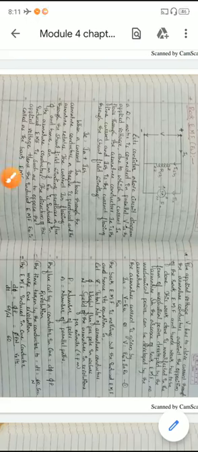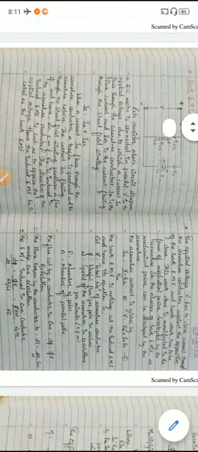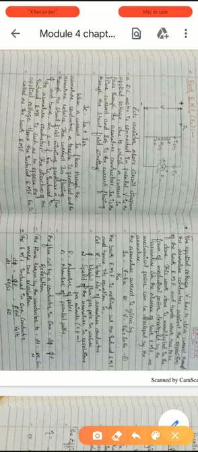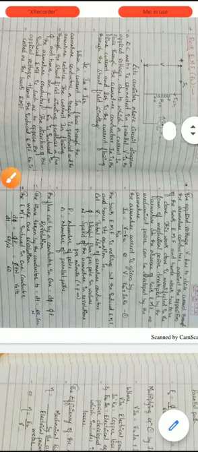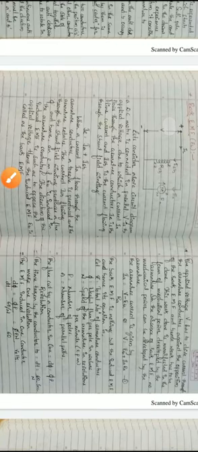Right? So now we will derive the equation for back EMF. In order to derive the back EMF, we need to consider some terms. The first one, Z, is equal to the total number of armature conductors. So why is it required?